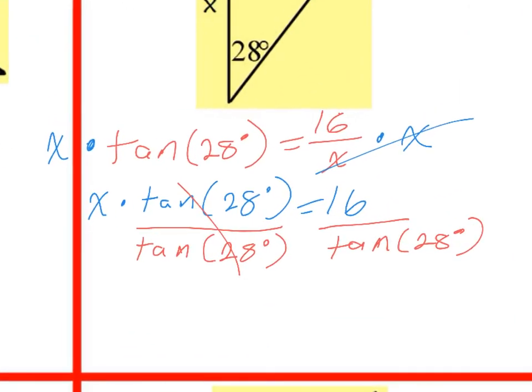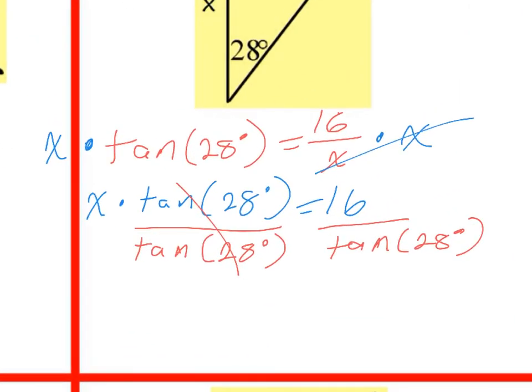And I'm left with x equals 16 divided by the tangent of 28 degrees. Now I type this in my calculator. What I do is 16 divided by tangent 28, close my parentheses, and hit enter.